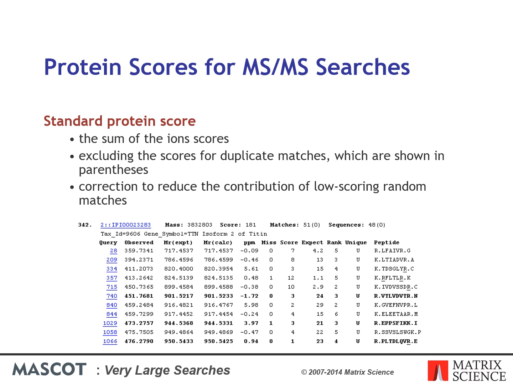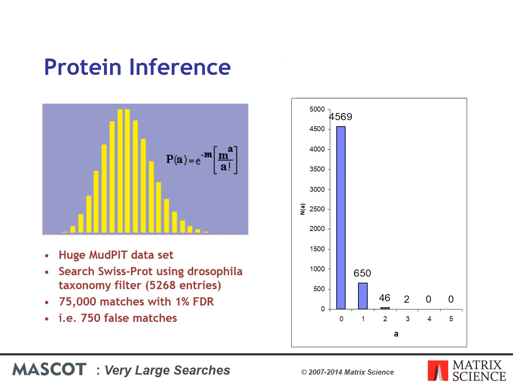Despite this correction, as this example shows, when we have many low-scoring matches assigned to the same protein, we can still get a high protein score, even though none of the individual peptide matches are significant. A protein with matches to just a single peptide sequence is commonly referred to as a one-hit wonder and is often treated as suspect. This is actually a slight oversimplification.